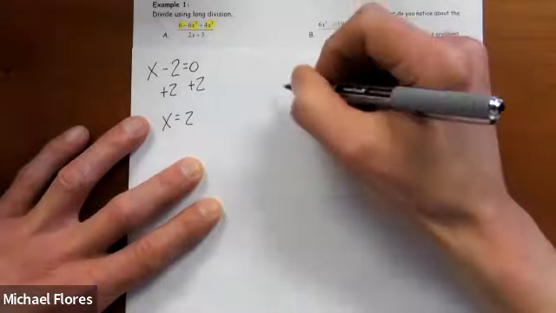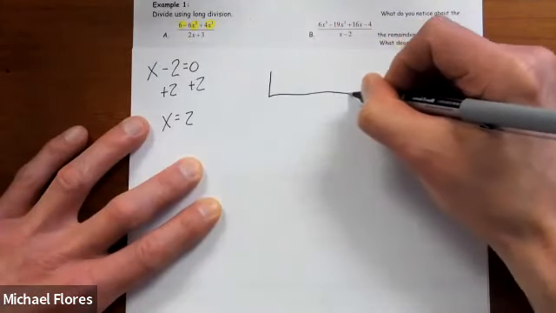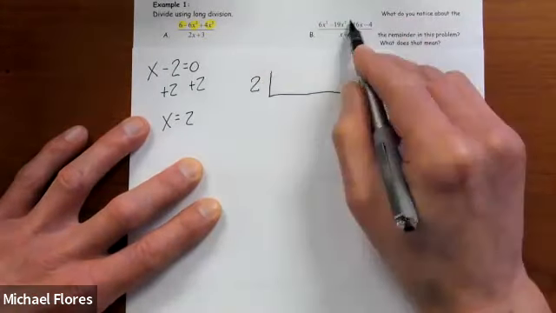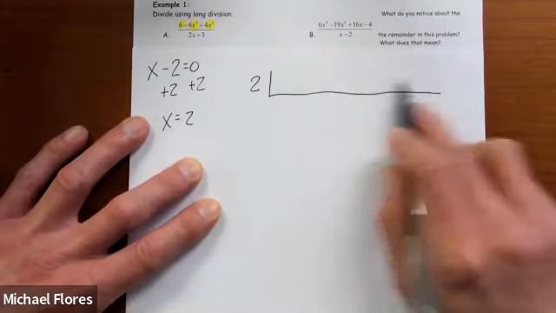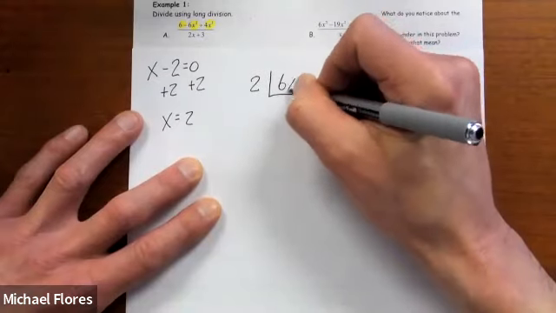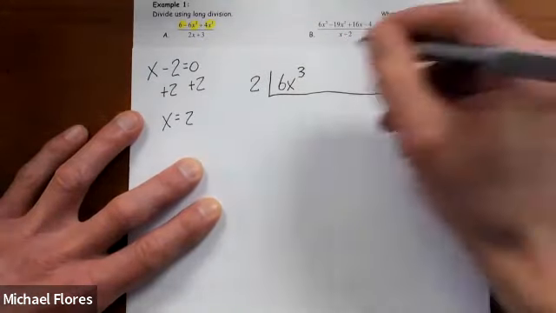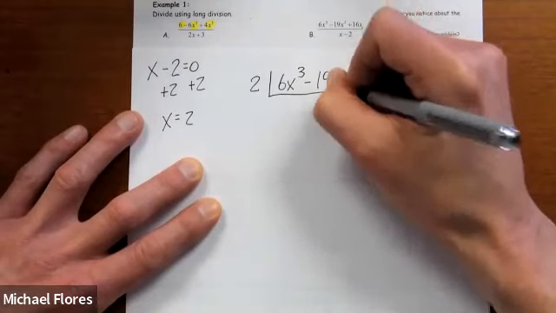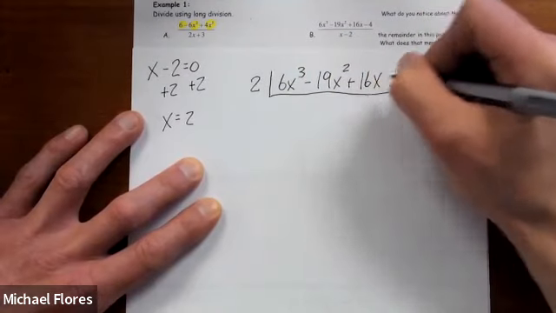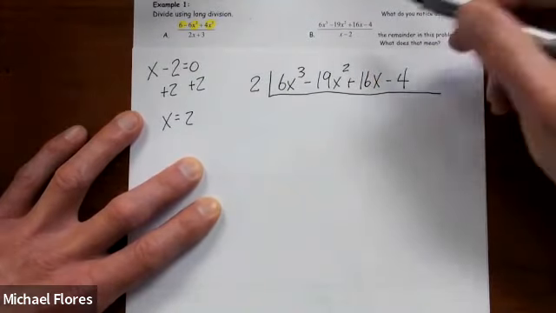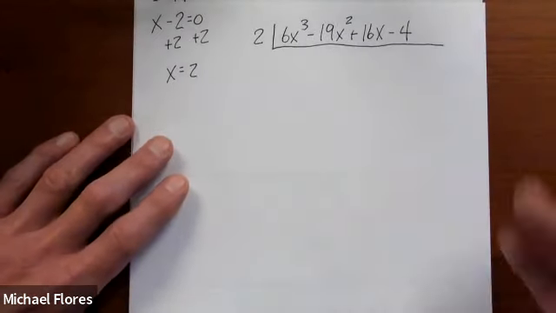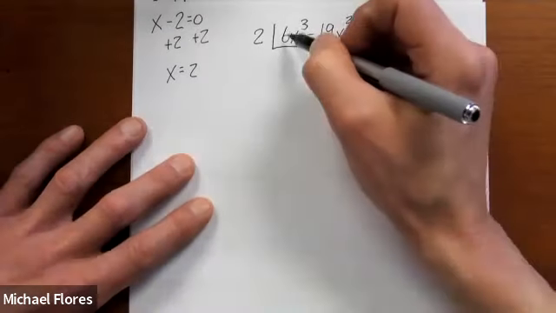Now, I like to set these up as follows, an upside down division symbol. I'm going to take that 2, put it here, and then I'm going to take this polynomial and plug it in. Take note of the largest term here, and then go in descending order and make sure they didn't leave any terms out. Okay, did I write it down correctly? Looks good.